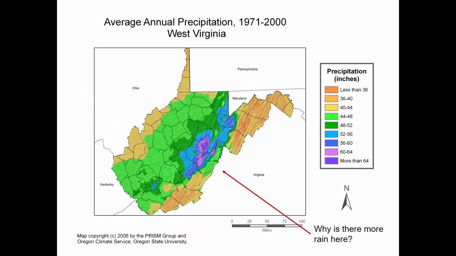All right, so just to emphasize the relationship between spatial distribution and geography. Like for West Virginia specifically, why is there more rain on the east side of the state than where we live in the west part of the state? Mountains, altitude, orography, exactly right.